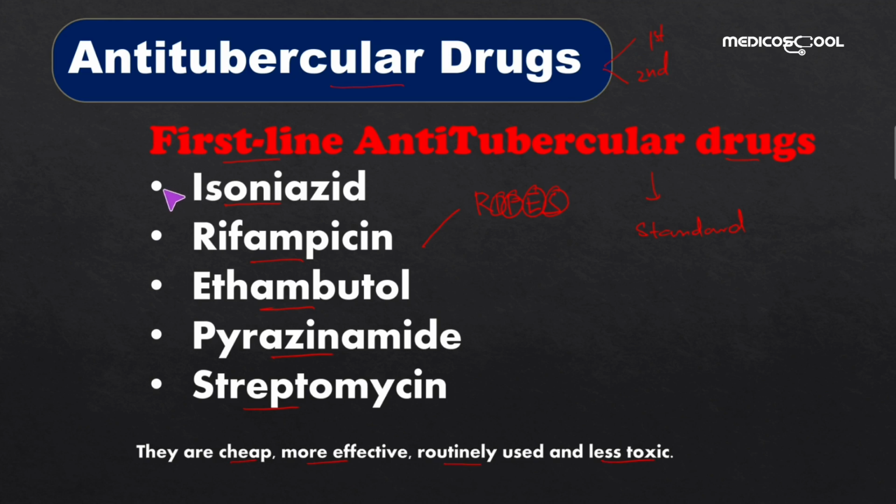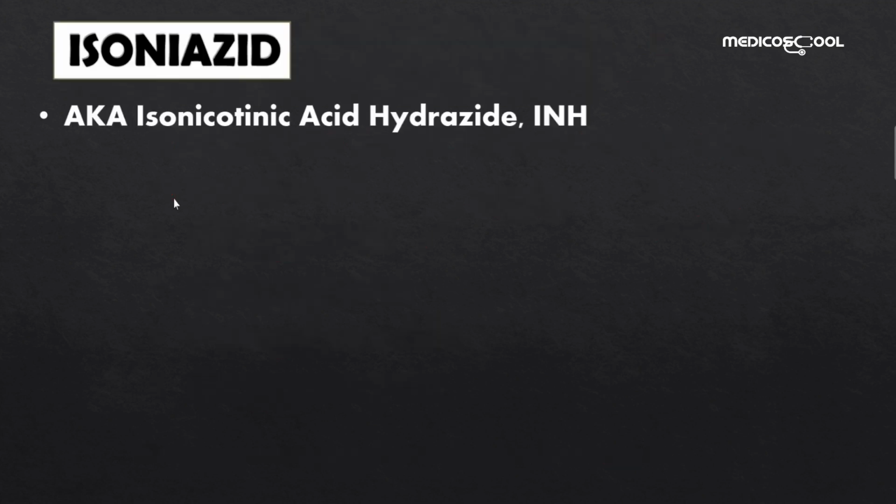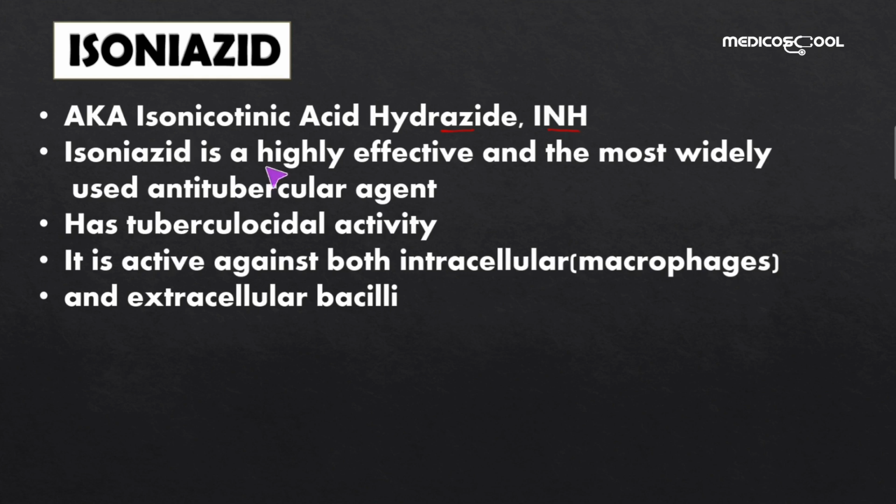So first of all, talking about isoniazid, let's start. Isoniazid is also known as isonicotinic acid hydrazide or INH. Isoniazid is highly effective and the most widely used anti-tubercular drug. It has a bactericidal activity, meaning that it does not just stop the growth of the bacteria, Mycobacterium tuberculosis, but kills them.